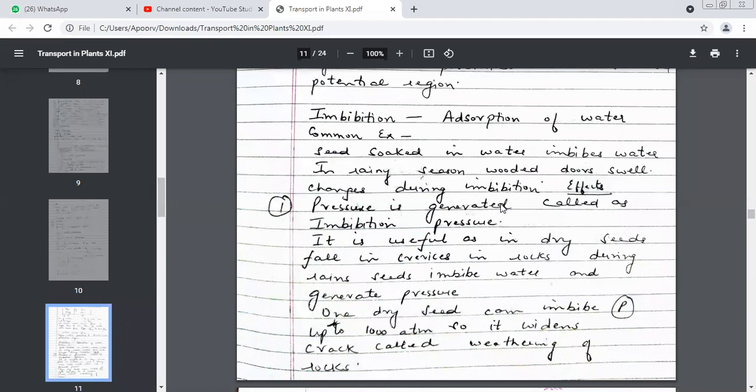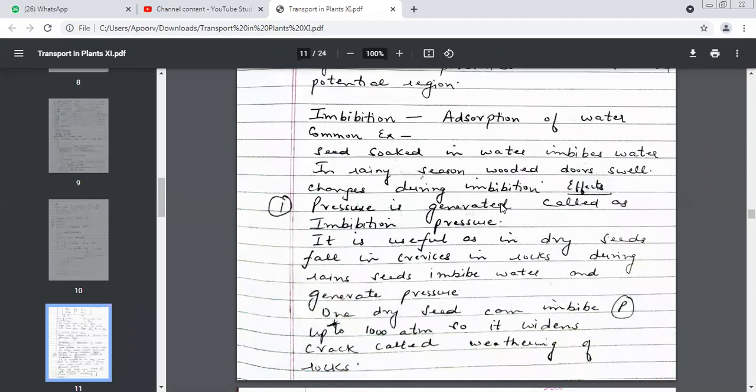Okay. I've given you two examples from daily life of imbibition. One is if you take seeds and you soak them in water, they imbibe water. And second is in rainy season, what happens to the wooden doors? They swell up a little. This process is called, what is this process called? Imbibition.